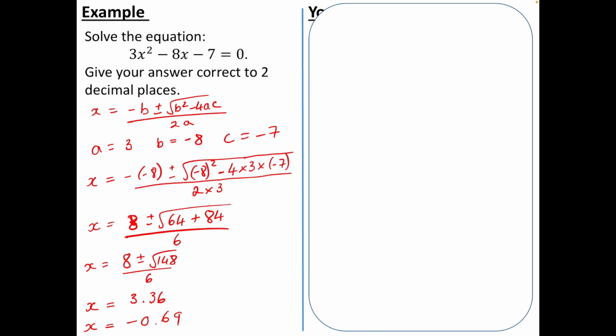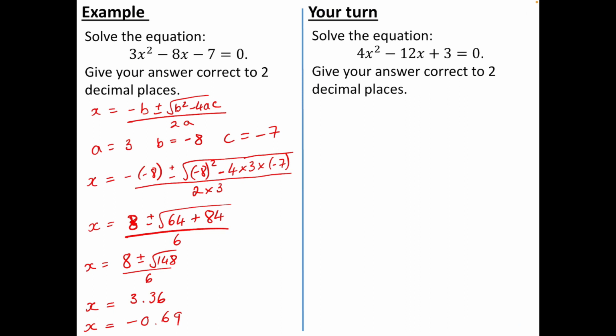Can you please pause the video and write this down as an example? And then please have a go at the one on the right.